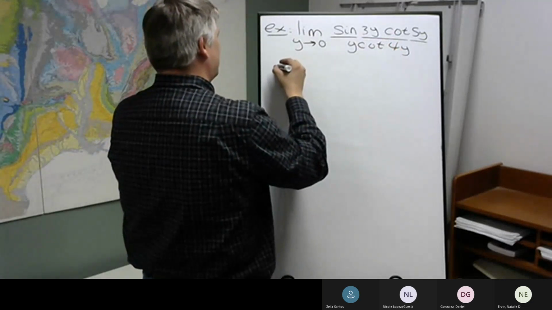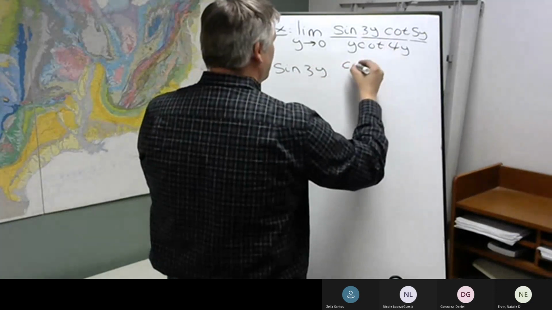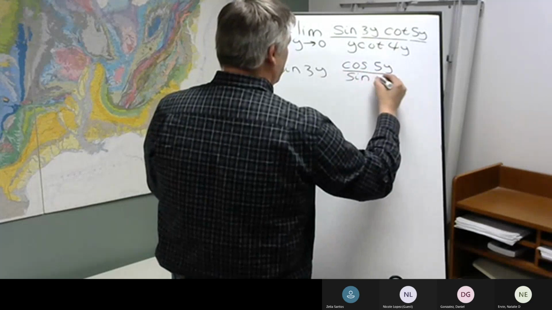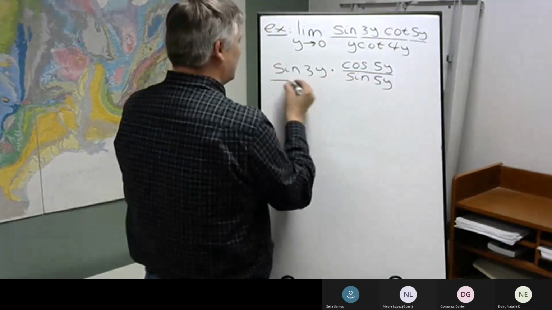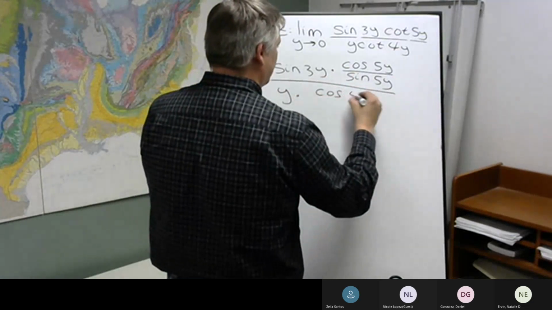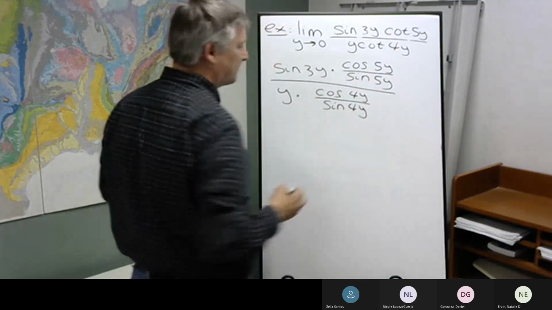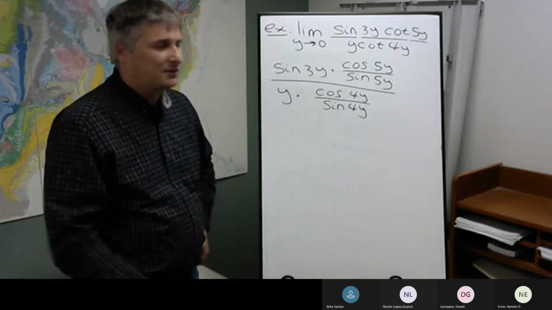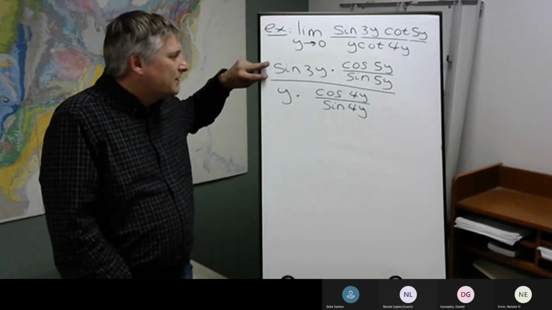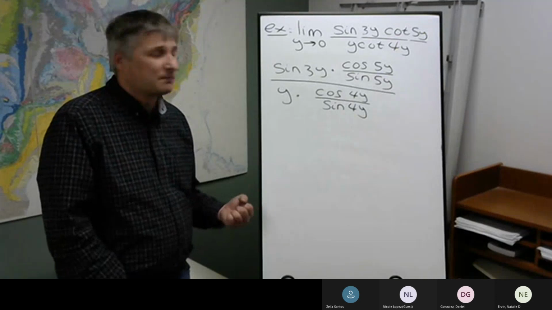So let's take sine 3y, and this will be cosine of 5y, sine of 5y, over y times cosine of 4y over the sine of 4y. Now let me share with you the method of my madness here so you see where I'm going with this, because this is just going to seem like random stuff. I'm going to try to come up with as many sine theta over theta as I possibly can.